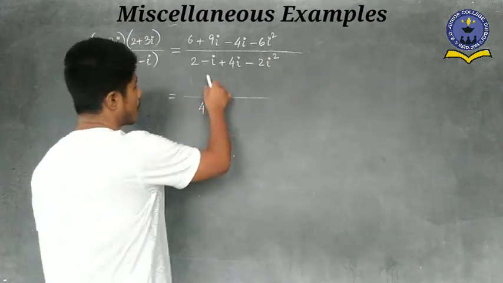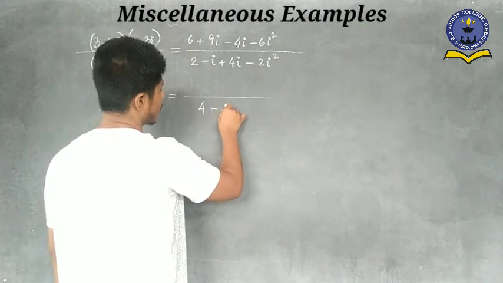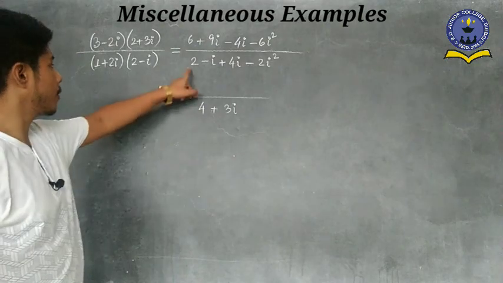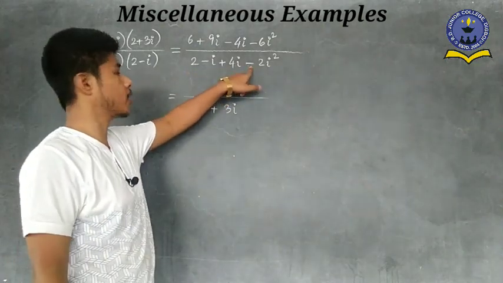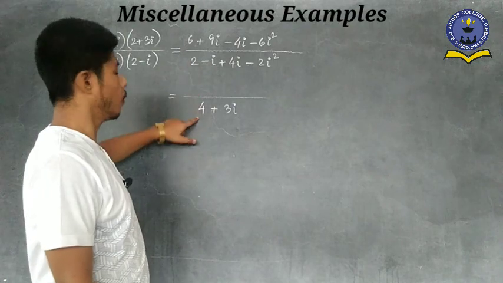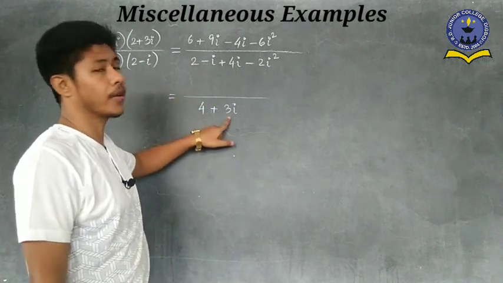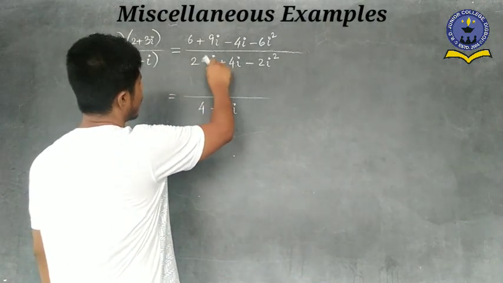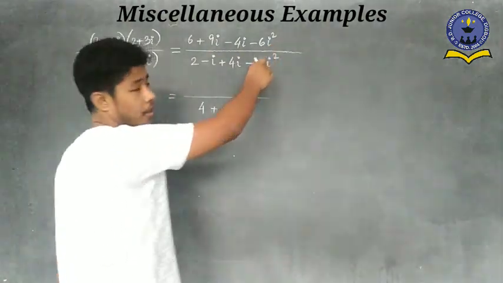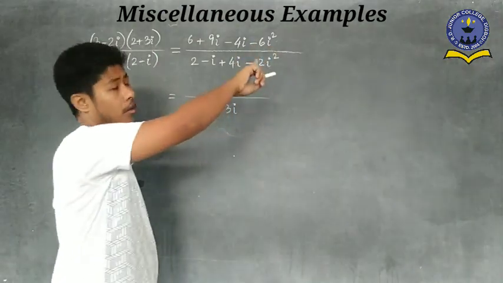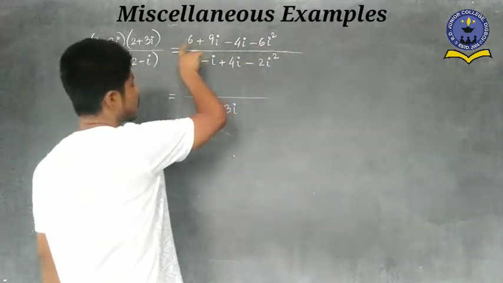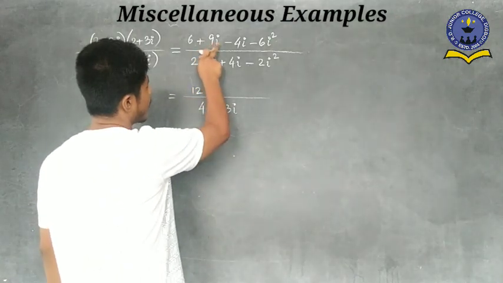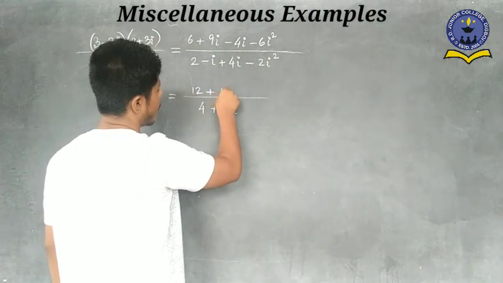Is it clear? Similarly here, 4i minus i, that means we get plus 3i. What we have done here: i squared means minus 1, minus minus plus, so 2 plus 2 is 4, and then 4i minus i gives 3i. Similarly, in the numerator, i squared means minus 1, so minus minus plus, so plus 6, that means total 12. And here, 9i minus 4i means plus 5i.